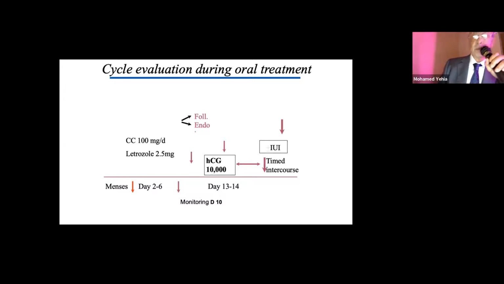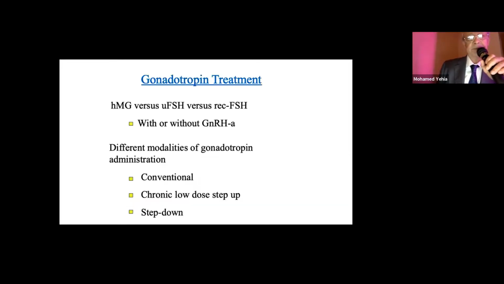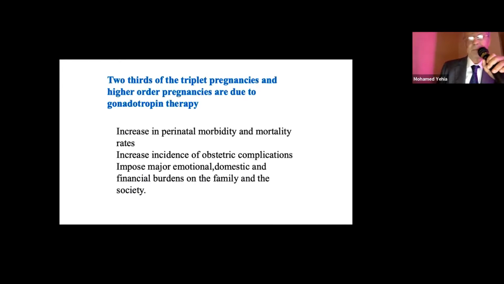After that, the pregnancy rate is going to become stationary, or there is no pregnancy that will warrant the continuation of treatment. Letrozole gives better cumulative pregnancy rate and better live birth rates. Gonadotropin treatment: should we use HMG or urinary or recombinant FSH, with or without agonists? And what are the modalities of treatment in this case? Conventional, chronic low dose, or step down?